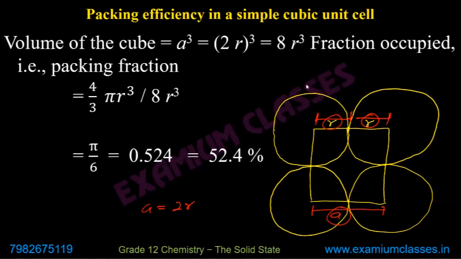Why did we need that? Because if we just write 4 by 3 pi r cube as the space occupied by the atom, divided by a cube, the volume of the cubic cell, then we won't get an answer, because a and r cannot be calculated. We have to get a in terms of r. So 2r whole cube means 8r cube, and we get 52.4%.